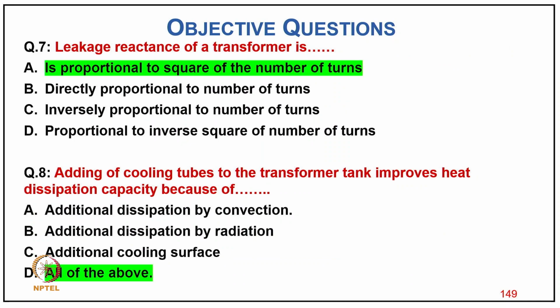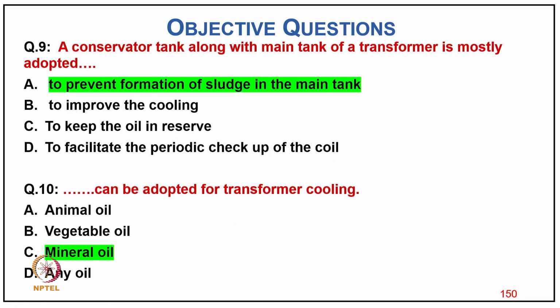Leakage reactance of the transformer is proportional to the square of the number of turns. Addition of cooling tubes improves the capacity of the transformer because of additional heat dissipation by convection and additional dissipation by radiation, giving additional cooling. The conservator tank along with the main tank of the transformer is mostly adopted to prevent the formation of sludge in the tank, and mineral oil can be adopted for transformer cooling.